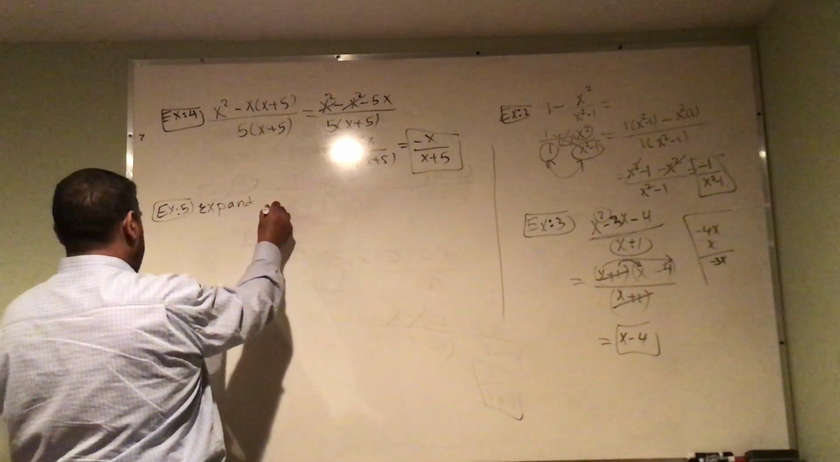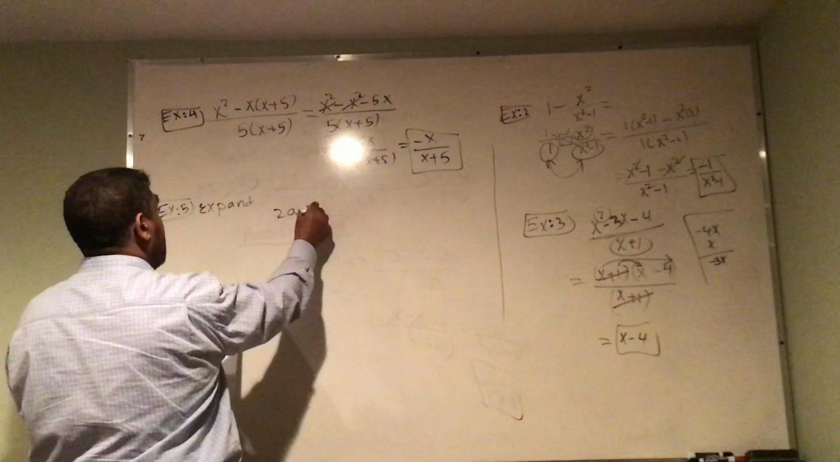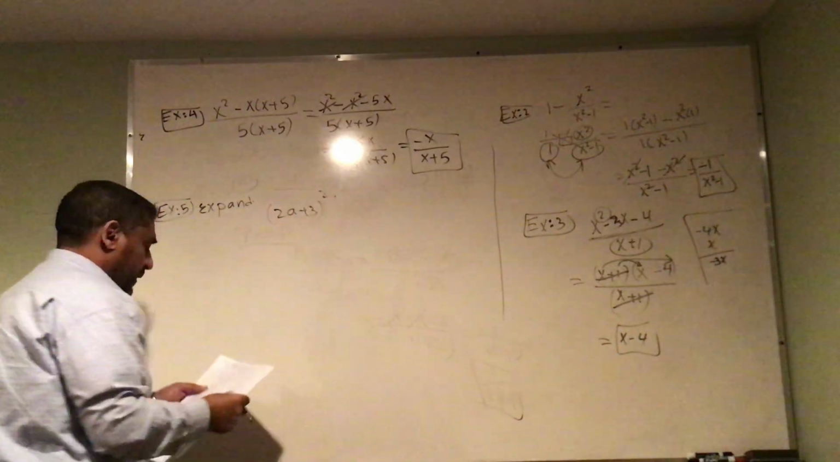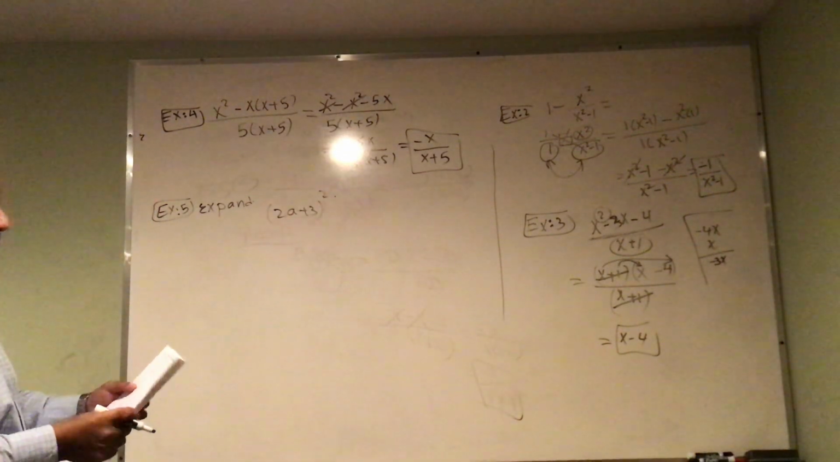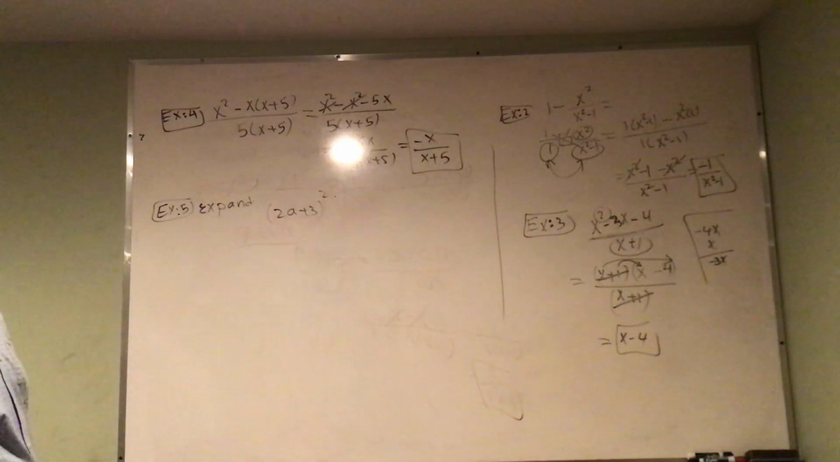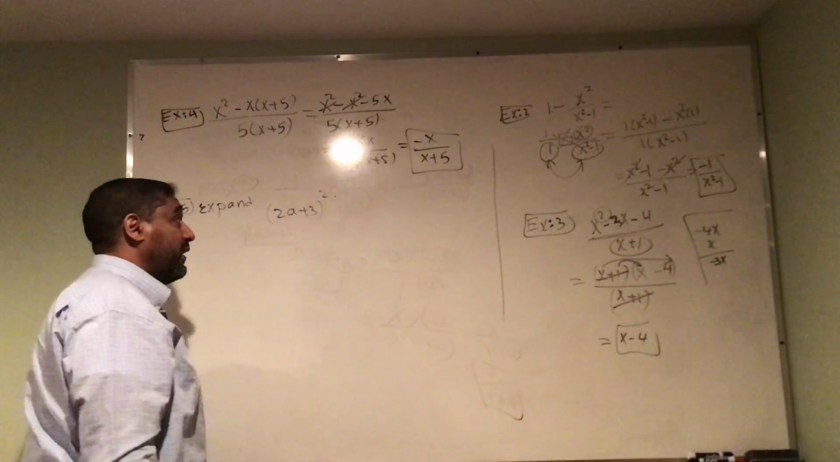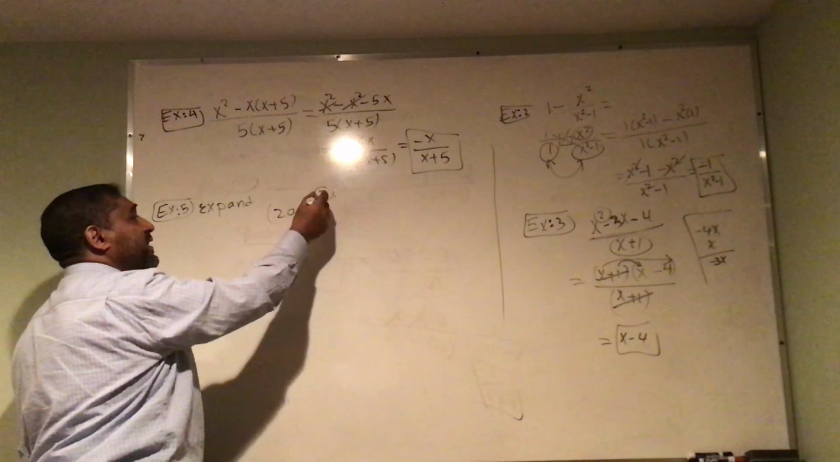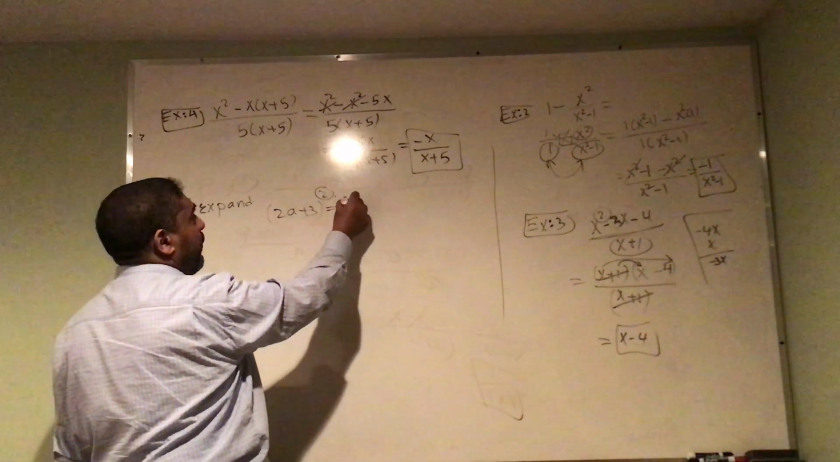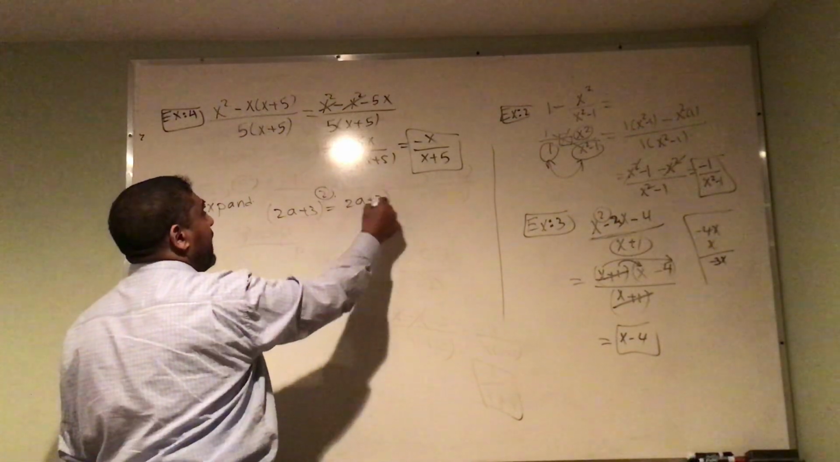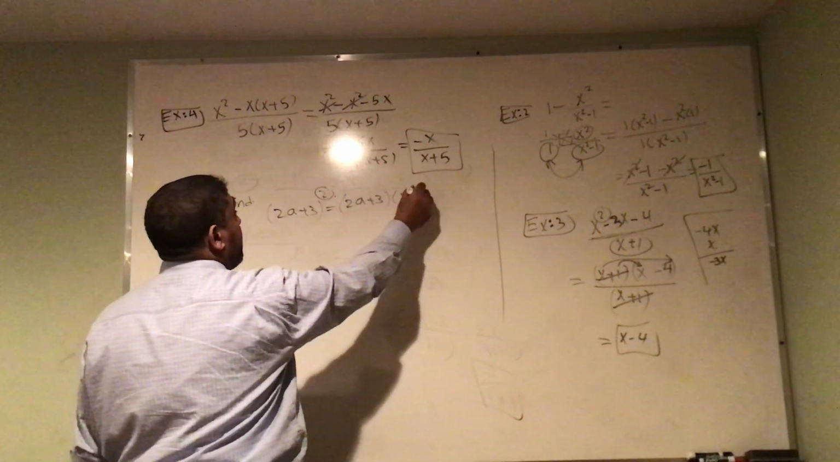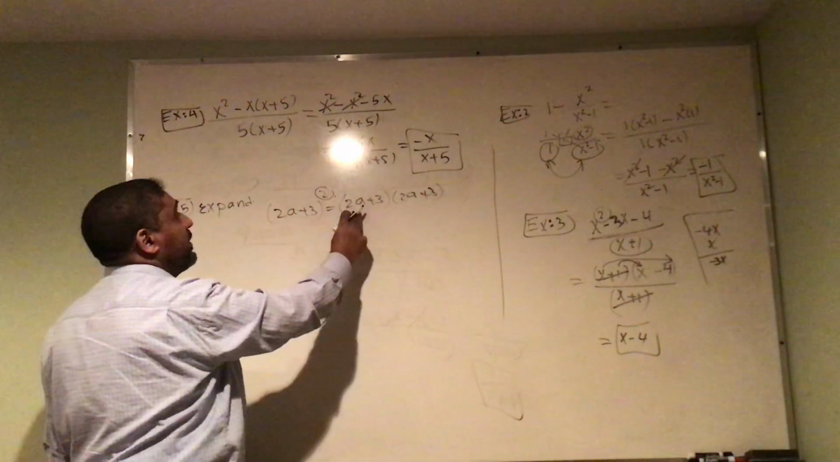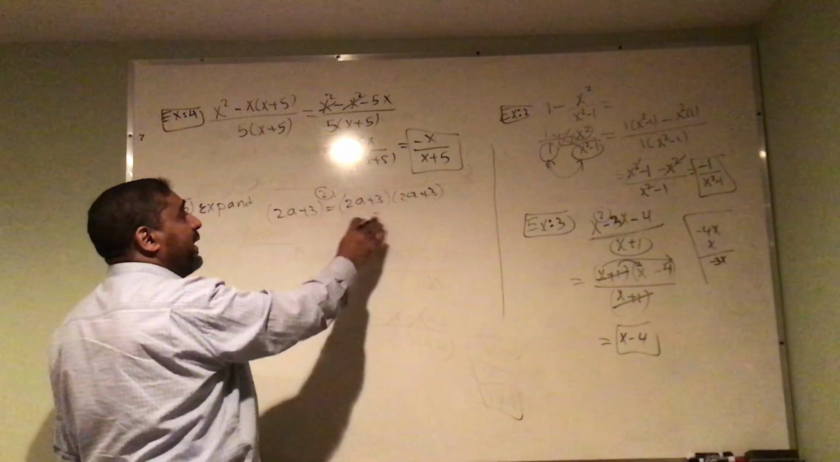Expand here, what you have is 2a plus 3 to the power 2. So you have a bracket squared. So you have 2a plus 3, 2a plus 3. How to expand this one? When you have a bracket to the power of 2, what does this mean? It means the bracket multiplied by itself, how many times? 2 times. So you have 2a plus 3, 2a plus 3. Then go ahead and expand this.